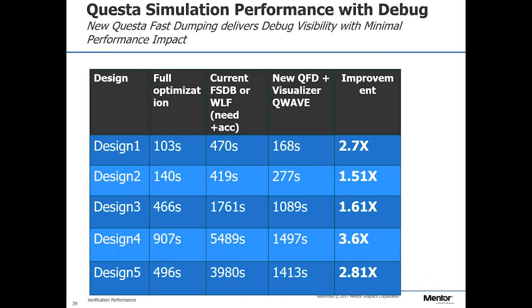And here's a couple of examples. So you'll see this one, full optimization is the same for both of them, doing it with the WLF, doing it with the QWave for Visualizer, and you'll see for most of them, we get about a 2.5x speed up. Some designs, we don't get quite that much. So in this case, it was only about 1.5 times faster, but we've seen designs where it's 4x or more. So average somewhere around 2.5 times faster.